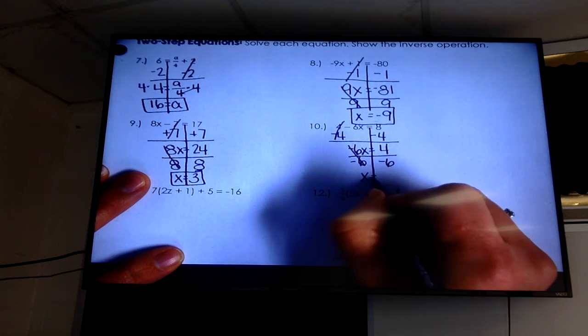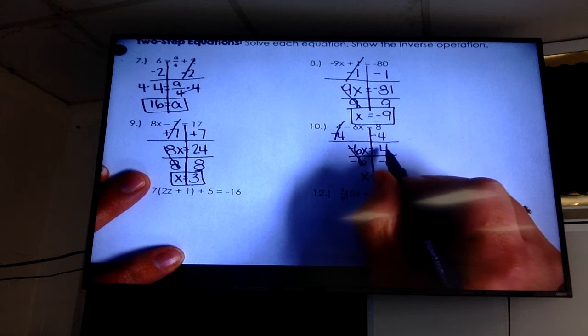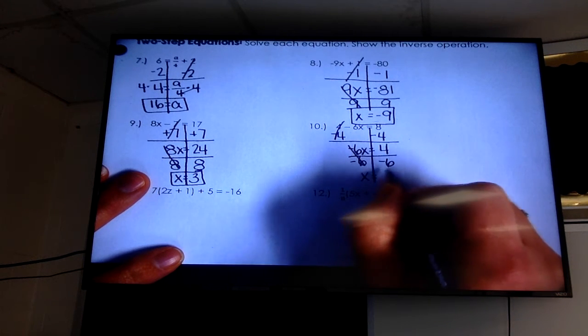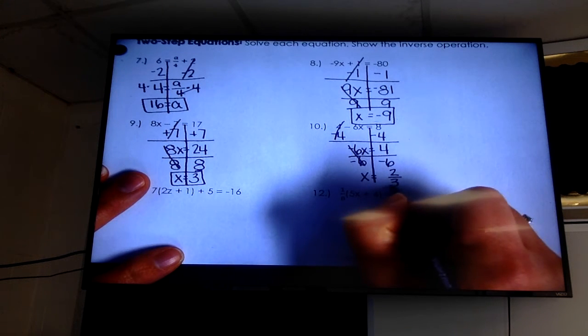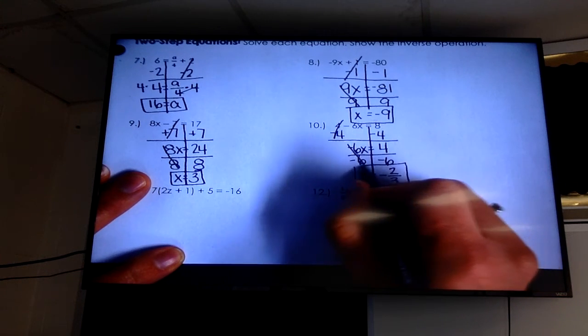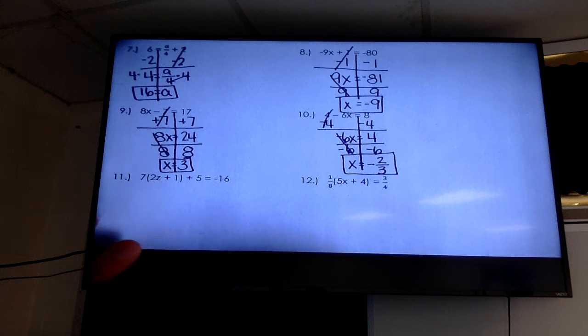So I get x equals, and then since I can't do 4 divided by 6 evenly, I know I'm going to leave it as a fraction, but I'm going to write it in simplest form. So 4/6 in simplest form is 2/3. And I have a positive and a negative, which is a negative. So your answer to 10 should be x equals negative 2/3.